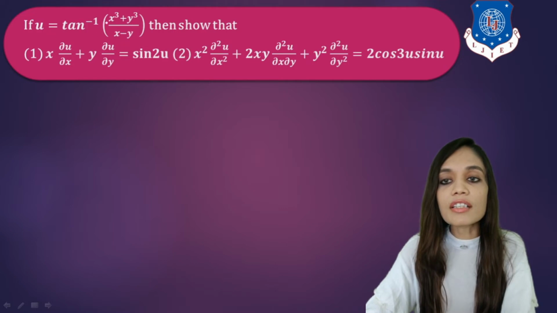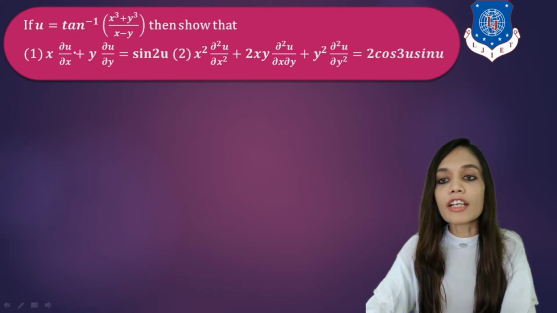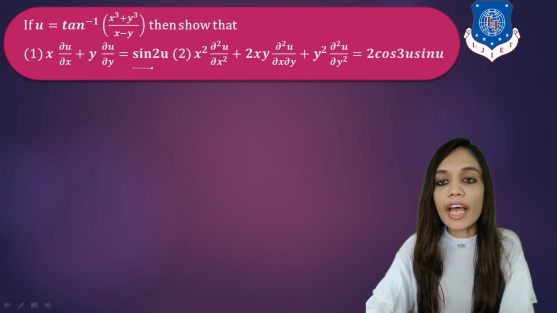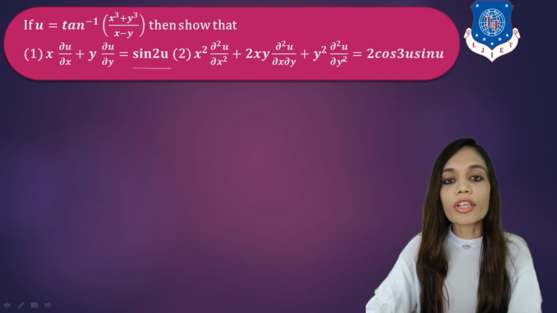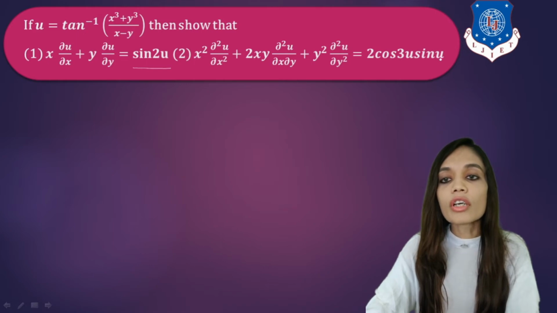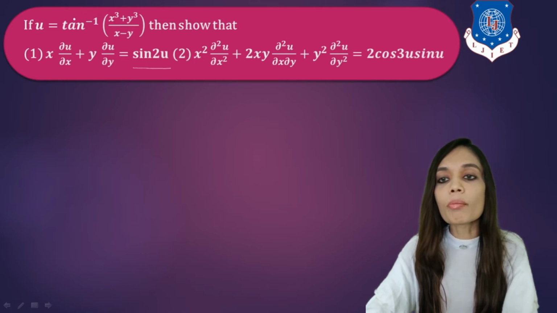Here you can see this is a function. So u is in the form f of v. Then we have to show that x del u by del x plus y del u by del y is equal to sine 2u, and x square del square u upon del x square plus 2xy del square u upon del x del y plus y square del square u upon del y square is equal to 2 cos 3u into sine u. Here you have u in the form f of v.